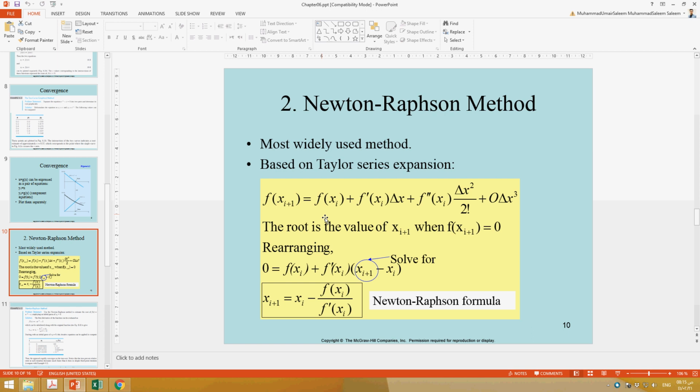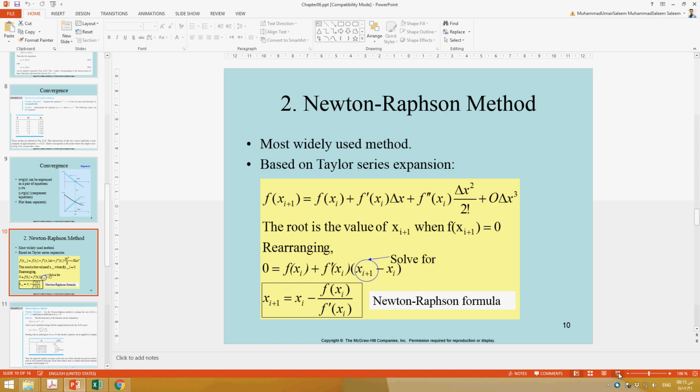Hi everyone, in this video we are going to talk about the Newton Raphson method and how we can use this method in order to find out the roots of an equation. This method is actually derived from Taylor's expansion.